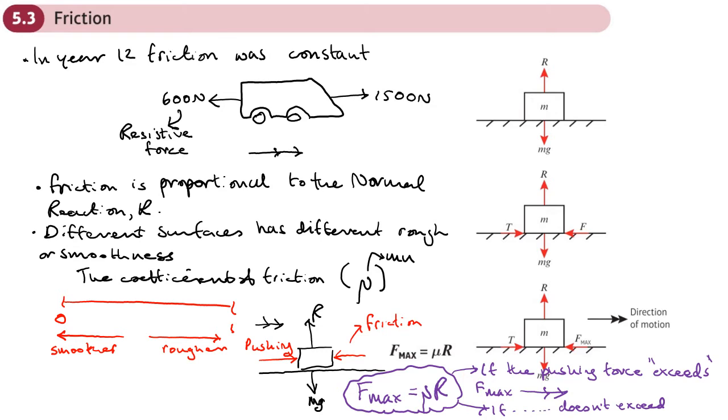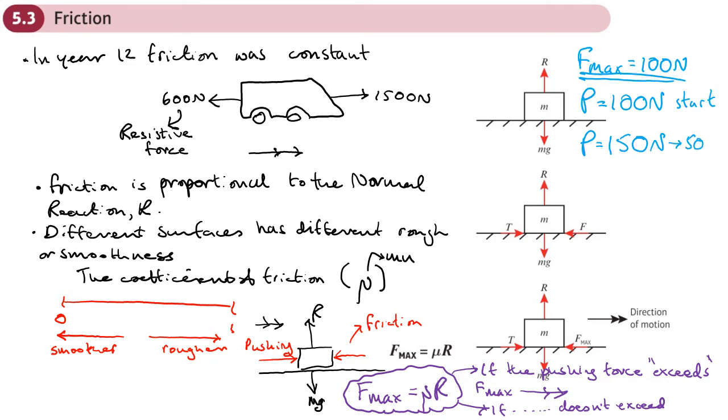But what's really important, let's say Fmax was 100 newtons. What does that mean? That means you need to offer 100 newtons of pushing force before it moves. So if I had a pushing force, let's call it P, of 100 newtons, so it's exactly the same as Fmax, the object would just start moving. It will be on the point of moving. If my pushing force was 150 newtons, it's going to start moving, but that leaves 50 newtons of force left over to cause it to accelerate. So this will accelerate.